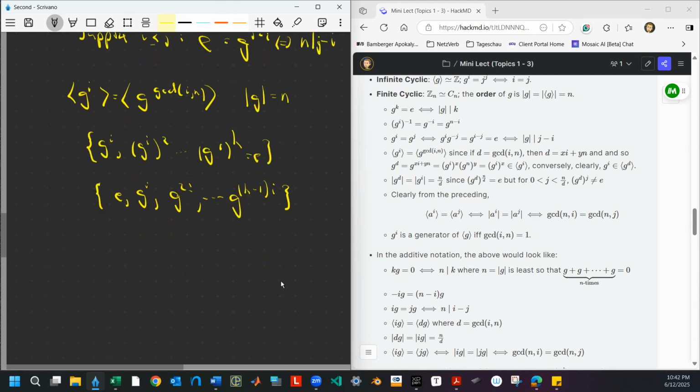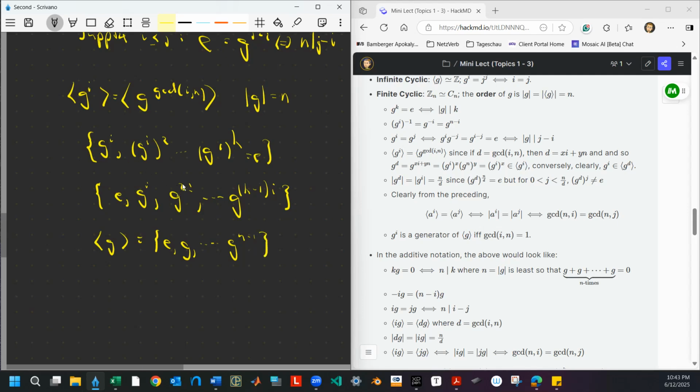And the point is that each one of these things might be... so the original G, here's where we have to be a little bit careful. The original G is like this: e, g, and so on, up to g^(n-1).